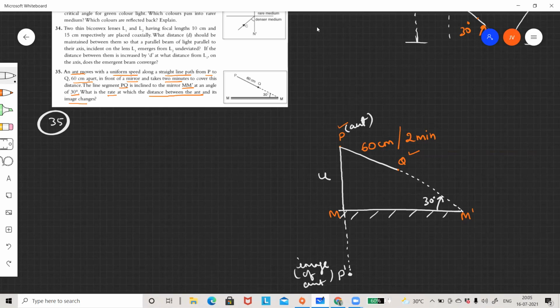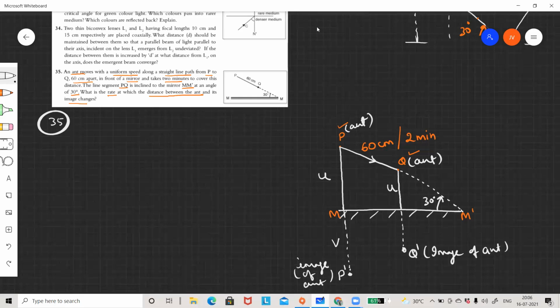Then this ant kept on traveling to Q, and now Q is the location of the ant, and from Q, if I drop an altitude, I will get the object distance. M P prime, or P prime M, is the image distance. From Q, when we drop an altitude, we get the object distance, and always object distance and image distance are the same for a plane mirror. So Q prime is the location of the image of the ant. We need not connect this line, I have connected it just to show you symmetry.